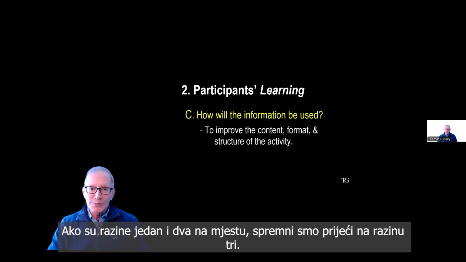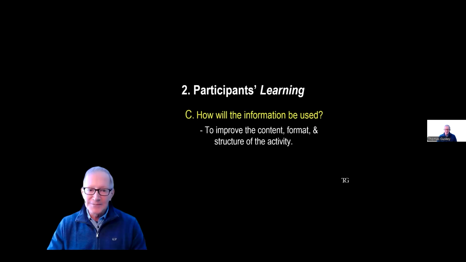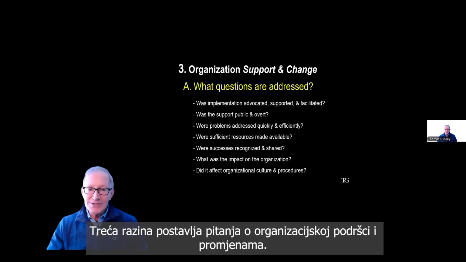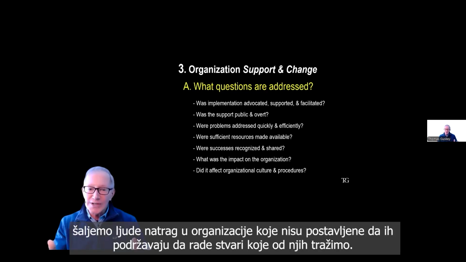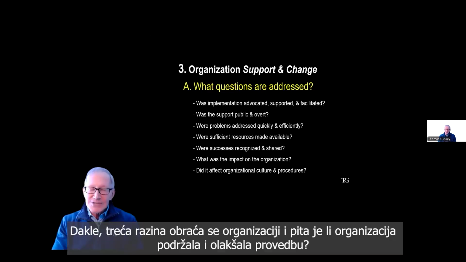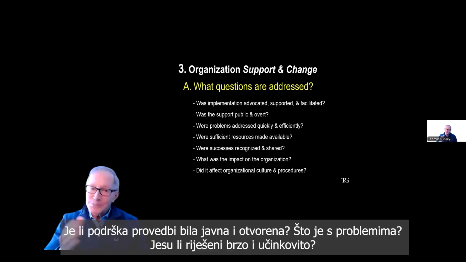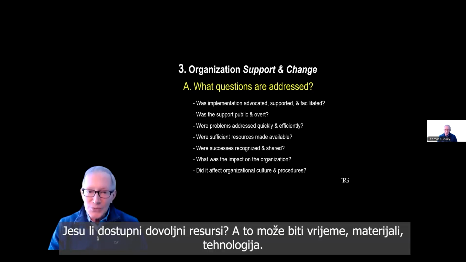If levels 1 and 2 are in place, we're ready to move on to level 3. And level 3 asks about organization, support, and change. As I mentioned before, often we do things right from a training perspective, but then send people back into organizations that are not set up to support them to do the things we're asking them to do. So level 3 turns to the organization and asks about, was the implementation actually advocated and supported and facilitated? Was support for implementation public and overt? How about problems? Were they addressed quickly and efficiently? Were sufficient resources made available?